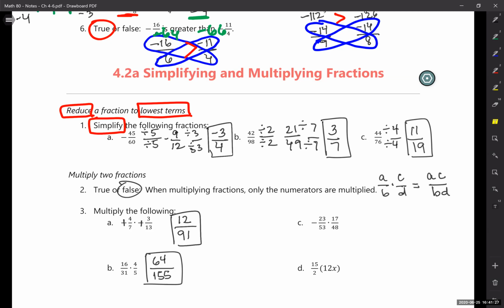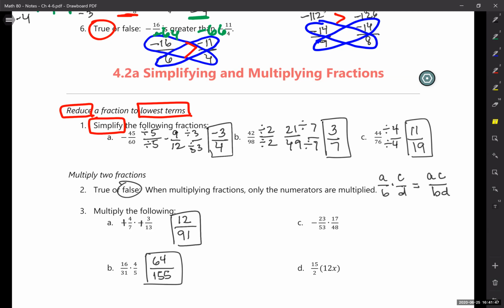53 and 17, but when I divide 53 by 17, it doesn't go in. It goes in like 3.12 times, so that doesn't count. 23 doesn't go into 48. Yeah, I really just don't have much in common. There's no 3s that go into anything. There's no 2s that go into anything.